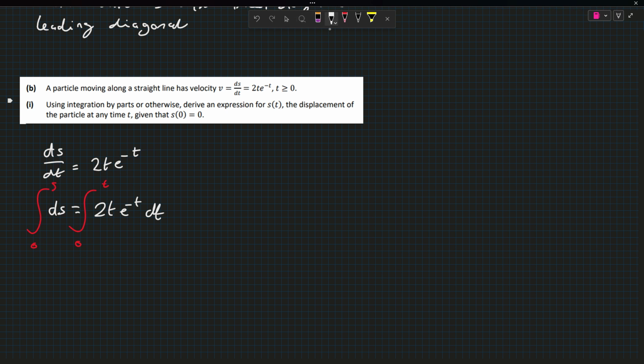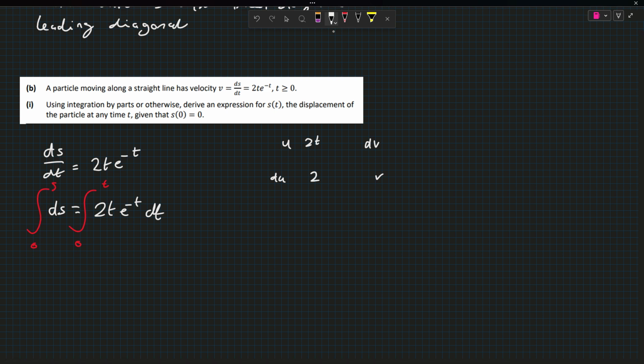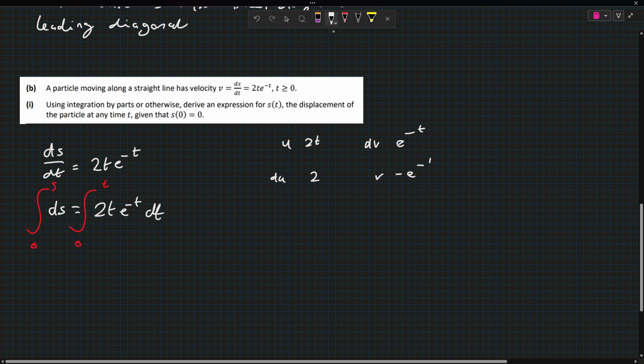Now for this particular integral here, I'll write it over here. We have to do integration by parts. So we have u, dv, du, and v. So the u is going to be what comes first in the LATE rule, which is the 2t. Differentiate that, we get 2. The dv is e to the minus t. So integrating, we bring the minus down, so that's minus e to the minus t.